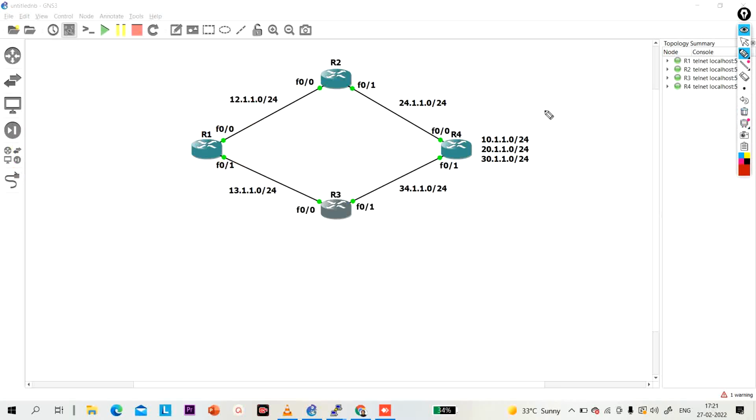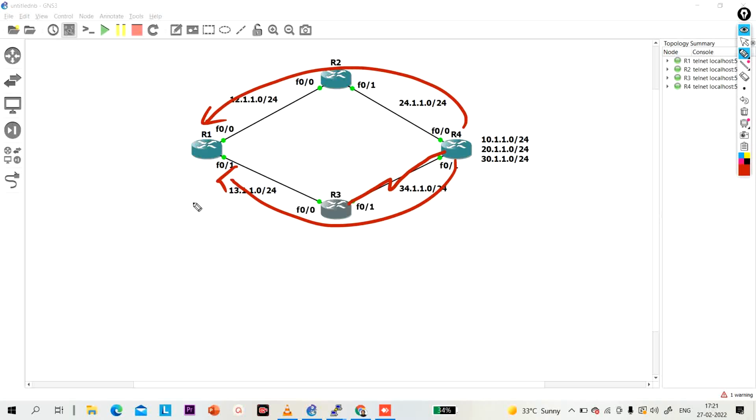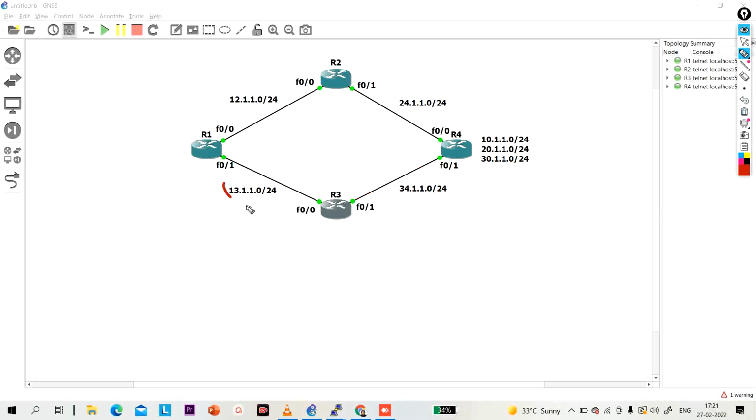But guys, what will happen if I change this link? If I put a serial link over here, or you can say if I put a serial link over here. Okay, so now R1 will calculate different metrics from here and here, right? Definitely R1 will calculate the least metric from this side via R2. So this path will become the successor. And this path will become a feasible successor or not. So there is one feasibility condition. If the feasibility condition matches, then this path will become a feasible successor, right?